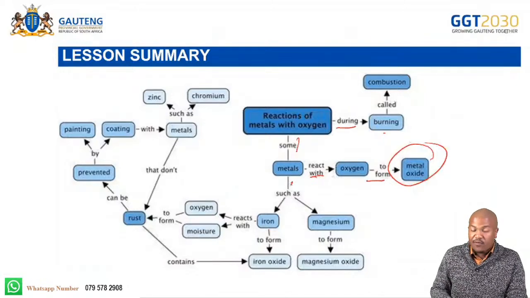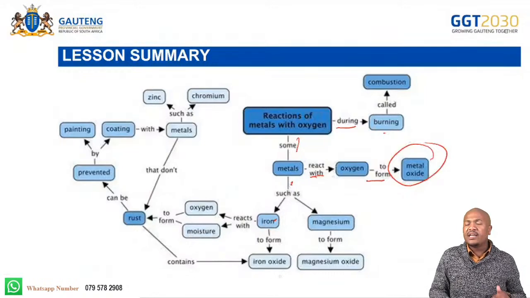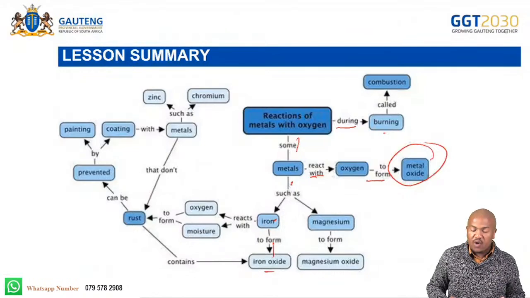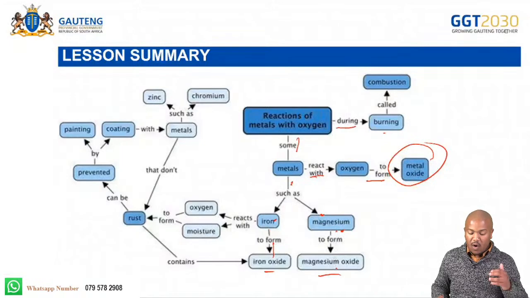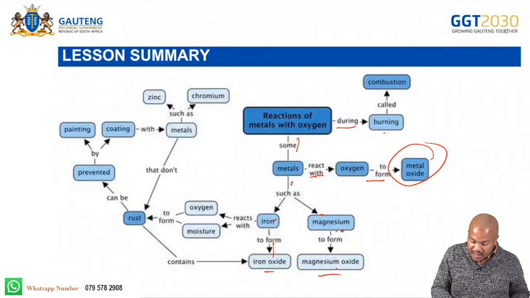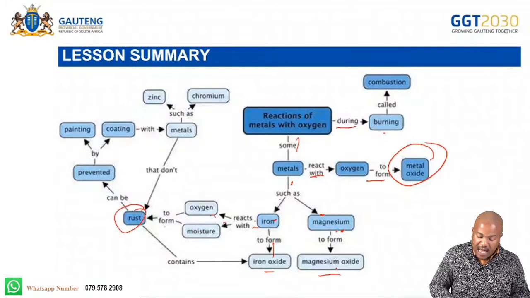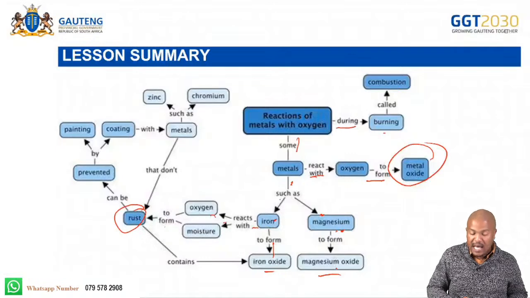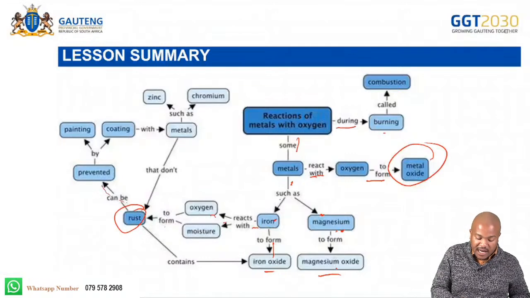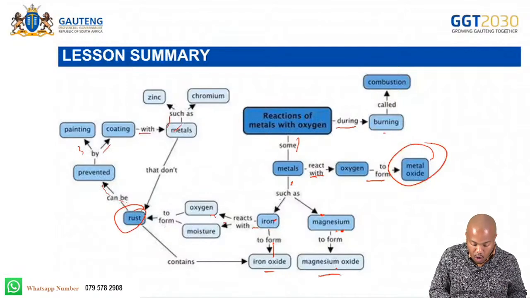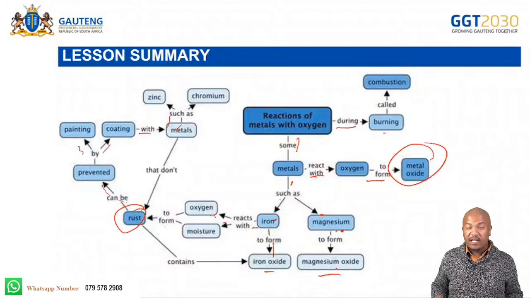So those metals, for example, such as iron, react with oxygen to form an iron oxide. One example again, magnesium reacts with oxygen to form a magnesium oxide. Then again, iron reacts with oxygen and moisture to form rust. And this rust can be prevented by painting or coating with metals such as zinc or chromium. Are we together? So that's all that we have covered for today's lesson.